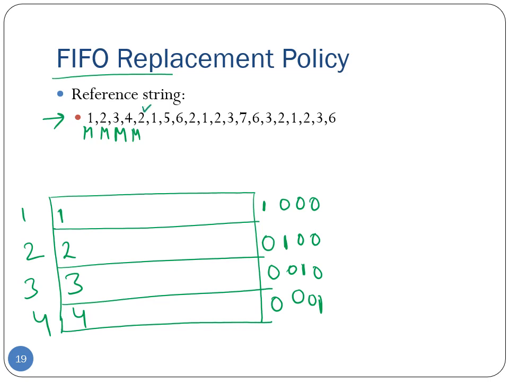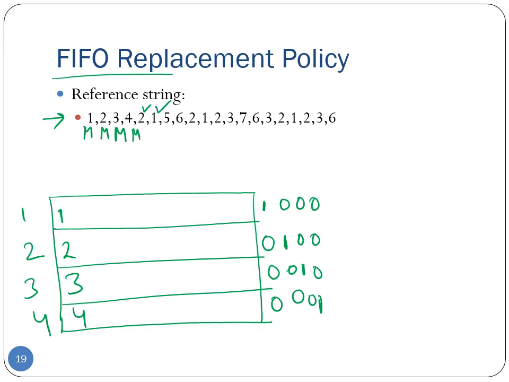Now 2 is accessed, so 2 is present in the cache, so this is going to be a hit. Now there is no need to update the reference strings here, because this is first in first out. It doesn't keep track of the recency of accesses, so no change there. Now 1 is again present in the cache in the first line, so this is also a hit.